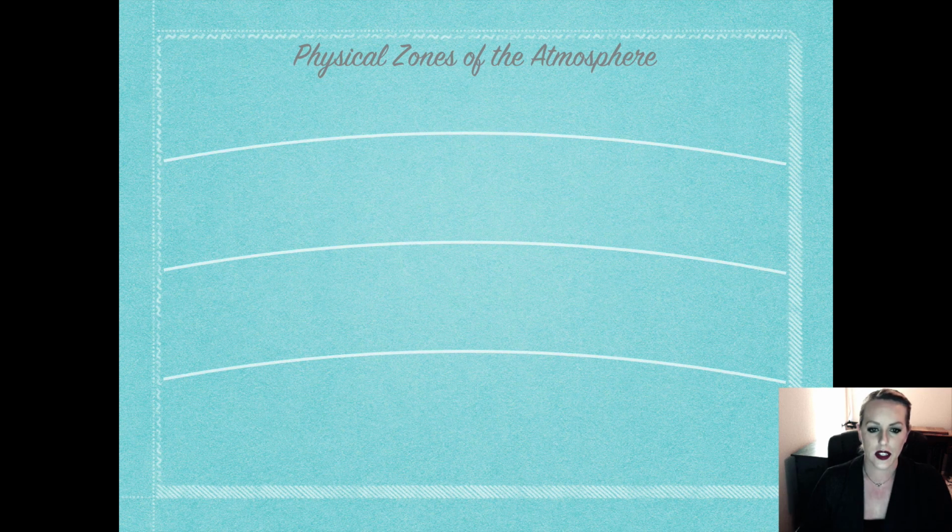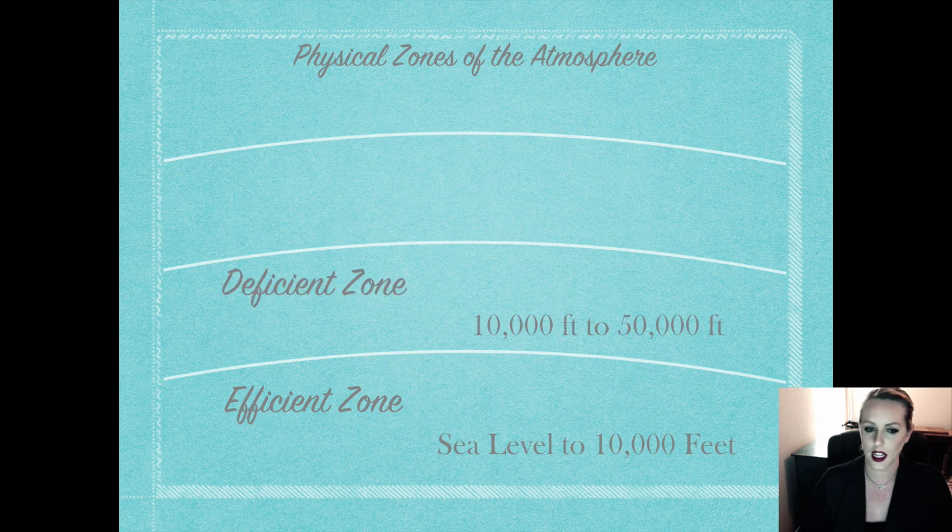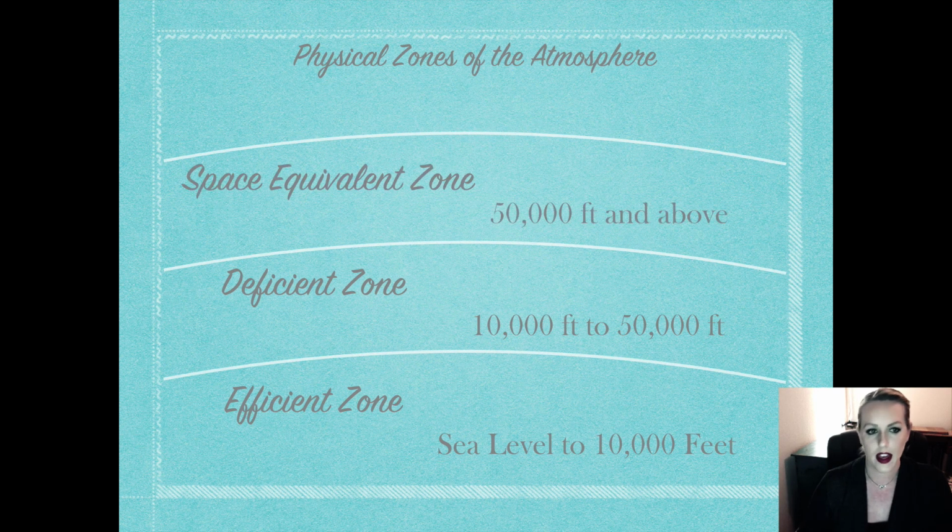Okay, physical zones of the atmosphere. The first one is the efficient zone. This is where helicopters are going to be flying. The next one is your deficient zone. This is 10,000 feet to 50,000 feet. This is where our fixed wings will fly. And then you have your space equivalent zone.